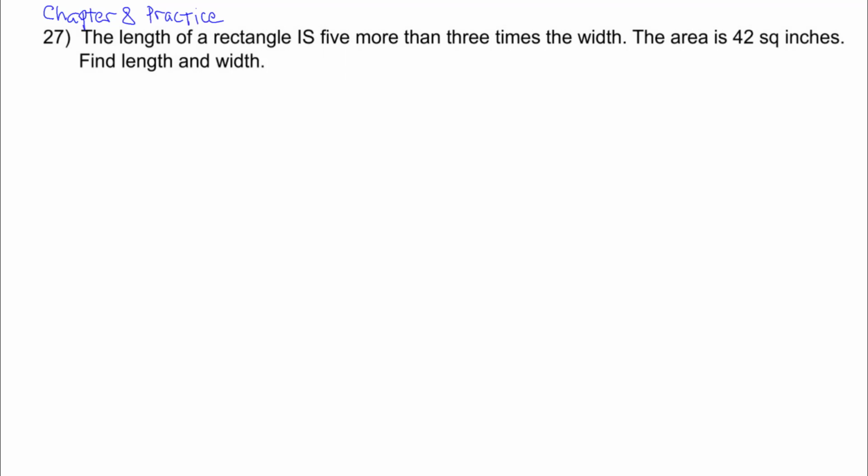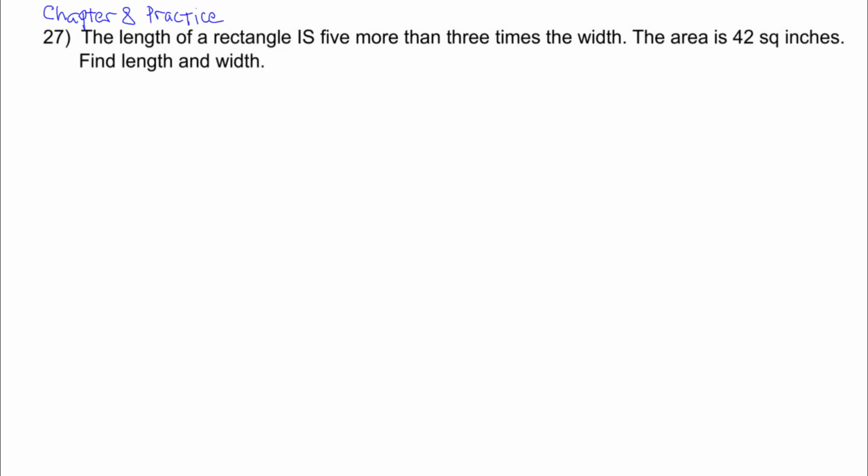Hey class, I'm going to put together a couple of short videos to solve two more of the word problems from the practice sheet that you did. So here we go. Let's begin with number 27. The length of the rectangle is 5 more than 3 times the width. Really emphasize that, we'll come back to that. The area of the rectangle is 42 square inches. Find the length and the width.